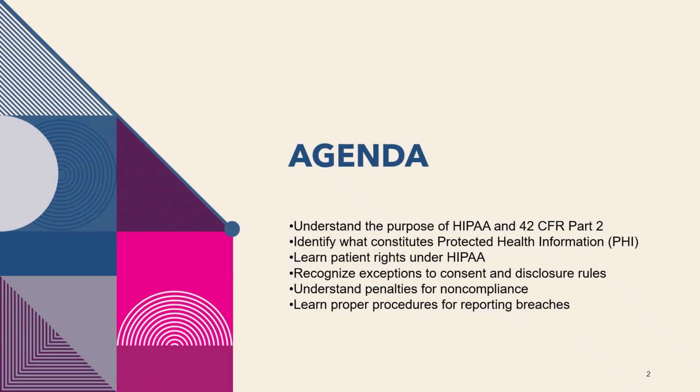Here's what we'll cover in this video. We'll start with an overview of HIPAA and its key rules for protecting patient information. Next, we'll look at protected health information, or PHI, and who must comply with these rules. Then we'll dive into the HIPAA security rule, breach notification requirements, and the minimum necessary rule. After that, we'll go through 42 CFR Part 2, including consent requirements and exceptions for disclosure. Finally, we'll review what to do in the case of a breach, the consequences of non-compliance, and a summary of key takeaways. By the end, you'll have a clear understanding of how to keep patient information safe and stay compliant.